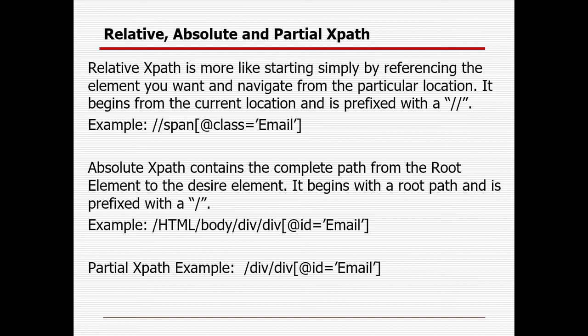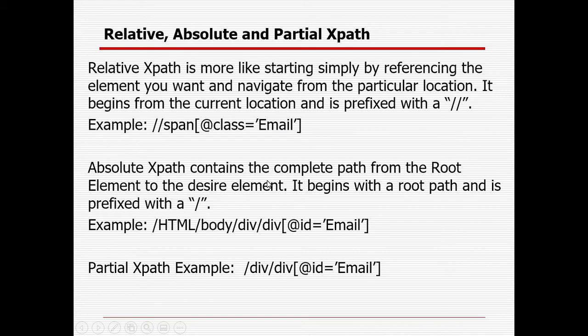So whenever we are talking about XPath, there are three types of XPath available. One is the relative XPath, one is the absolute XPath, and one is the partial XPath. Relative XPath starts simply by referencing the element the user wants to navigate to from a particular location. It begins from the current location and is prefixed by a double slash. So double slash, and here you can give the tag name, and here you can give @ then the attribute name, equal to, and within single quotes the value.